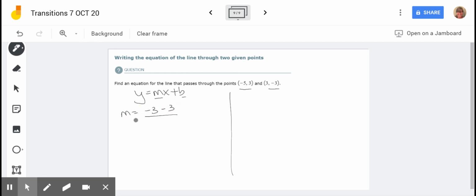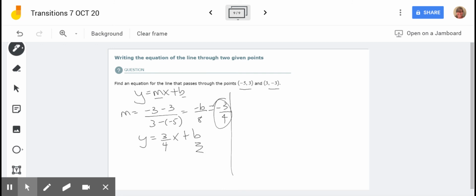I'm just plugging in -3 minus 3, 3 minus -5, -6 over 8, which is -3/4. Is that right? -3/4. Okay, now I have my slope. So I can go, oh yeah, now I got this. Y is equal to -3/4 x plus b. Well, now I need the b.